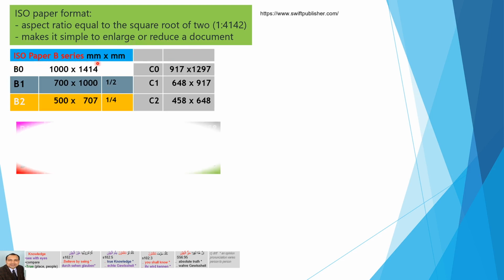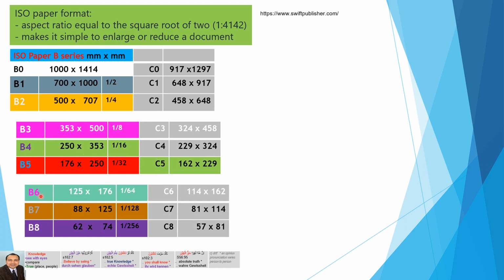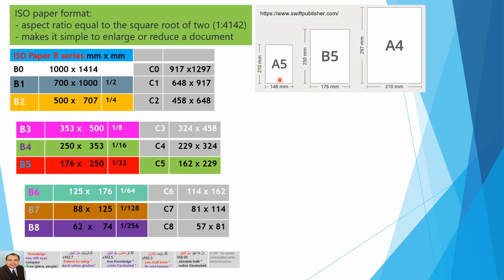ISO paper B series, similarly B0, B1, B2, B3, B4, B5, B6, B7, B8, and corresponding C series measurements, millimeter multiplied by millimeter. What is here? So A5 size is here and A4 size is here. So B5 is in between these two sizes. This is standard from this source.